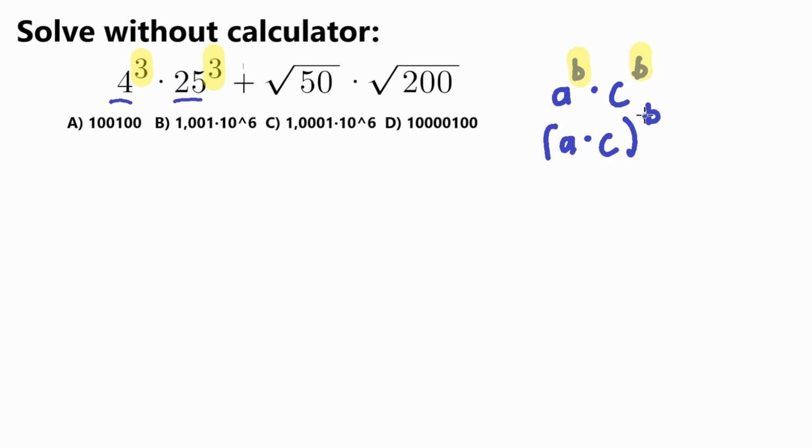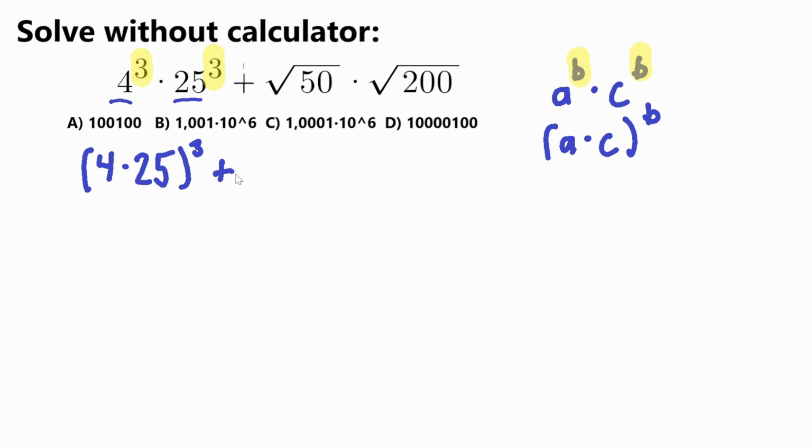So let's do that same thing with what we have, 4 to the 3 times 25 to the 3. So that will be 4 times 25 to the power of 3. Okay? So that's what I have for now.